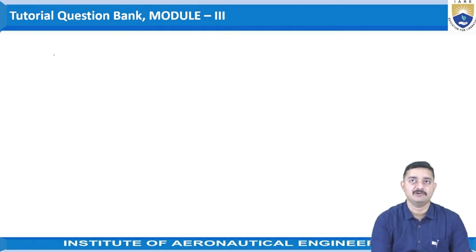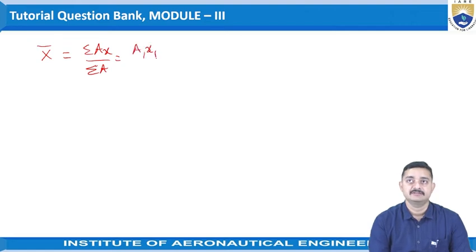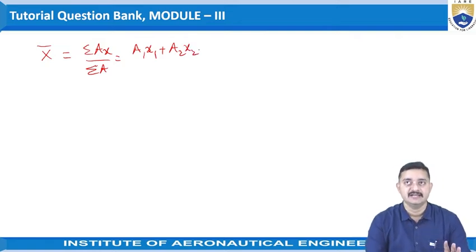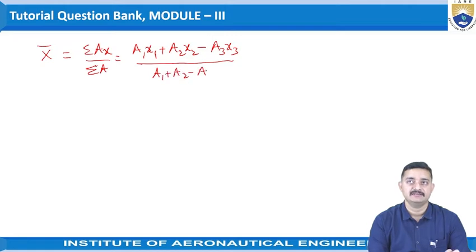So the centroid formula, we can take it as x bar is equal to sigma ax by sigma a. So that would be a1x1 plus a2x2. These two are material surfaces, and minus a3x3, which is the non-material area, and a1 plus a2 minus a3.